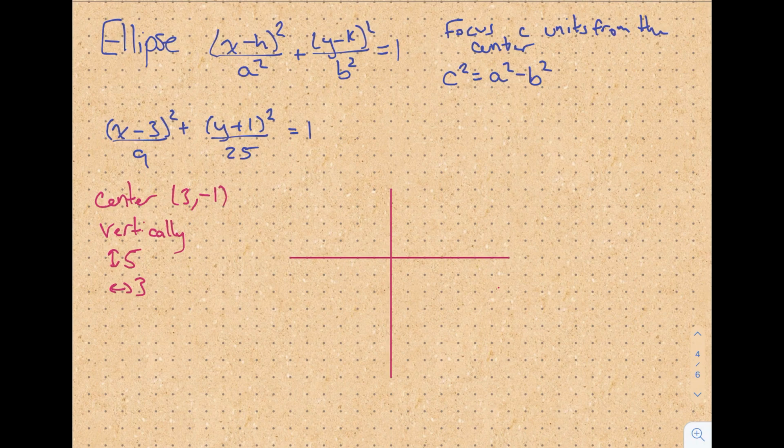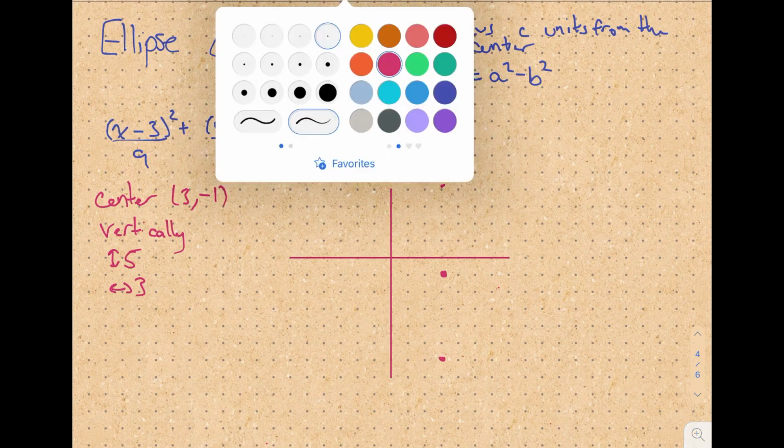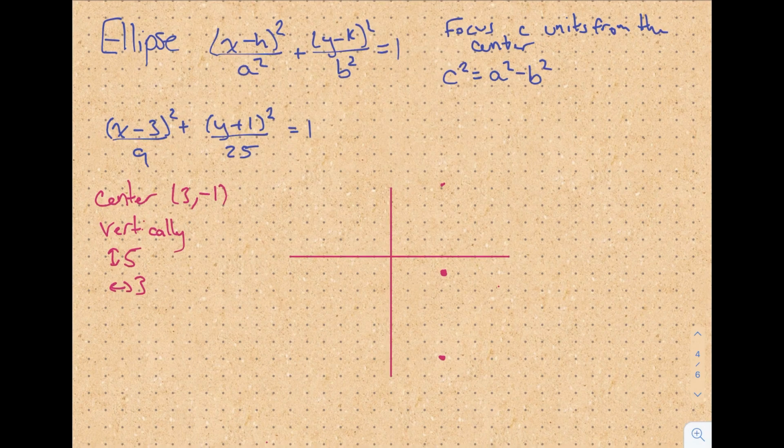So I'll start by plotting the point 3, -1. Now if I go up and down 5, these are the vertices, or the vertex points. The vertex points are always the ends of the major axis. Our major axis is vertical.